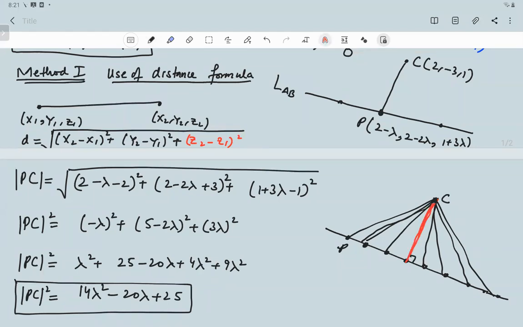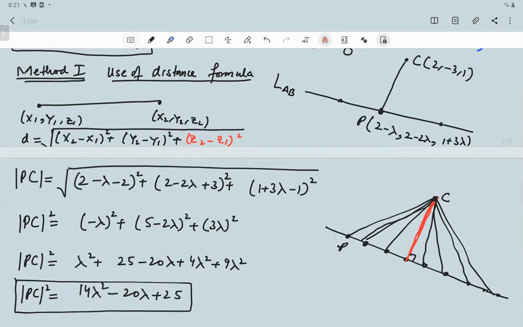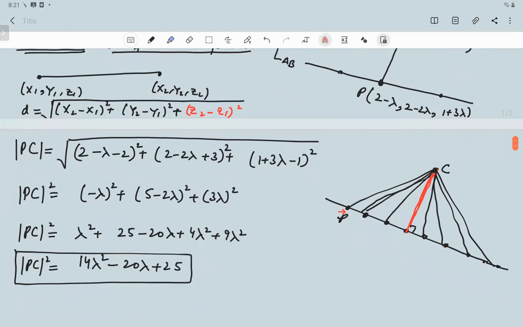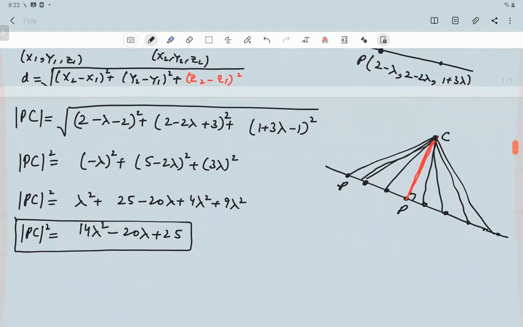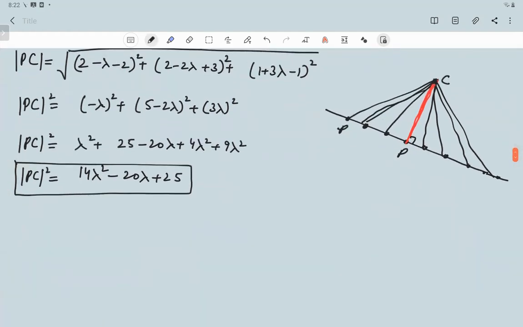Okay. So that means we want to calculate the smallest value of PC, where P can change its position and move all along the line. When P is right over here, the value of PC is minimum, and we are interested only in this minimum value, which is the shortest perpendicular distance. In order to calculate its minimum value, we can apply the method of completing the square.